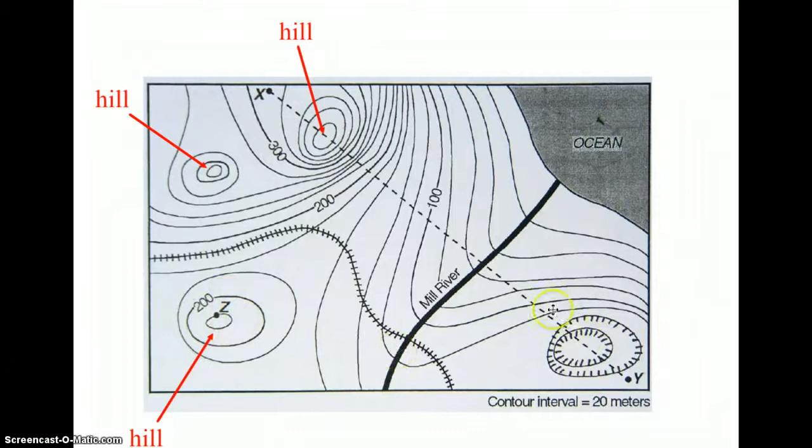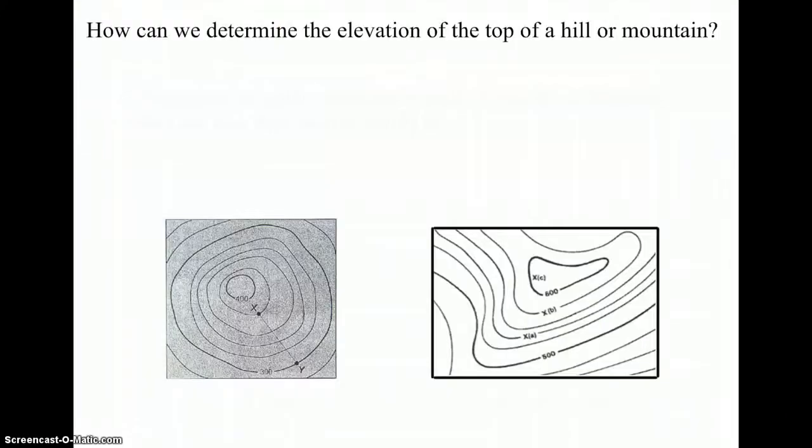This area down here on the bottom right-hand corner is not a hill because it has these little marks on it, which we'll get to in a couple of minutes. Okay, so again, anytime you see circles within circles, it is a hill or a mountain. Now, what we have to do is figure out how high the top of the hill or the mountain is.